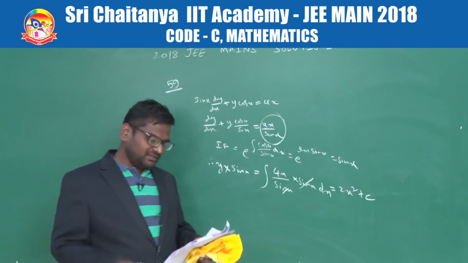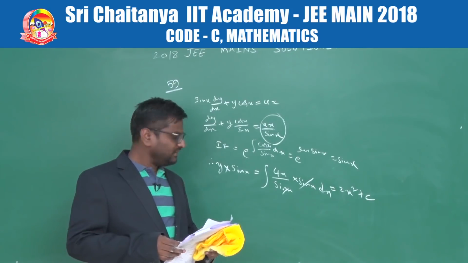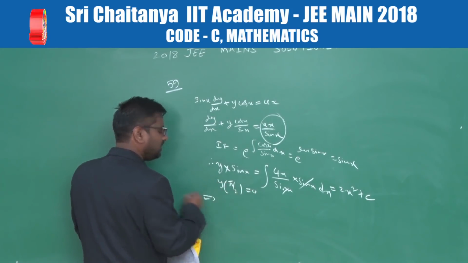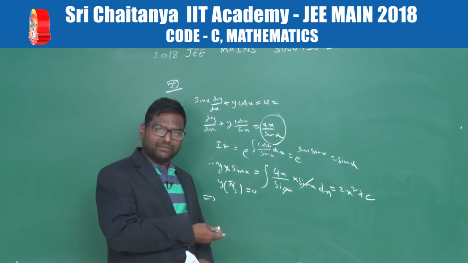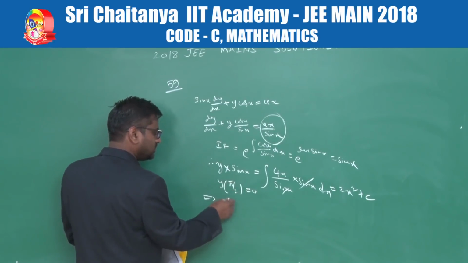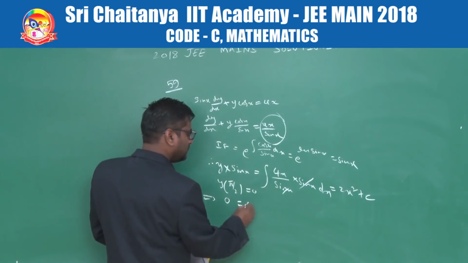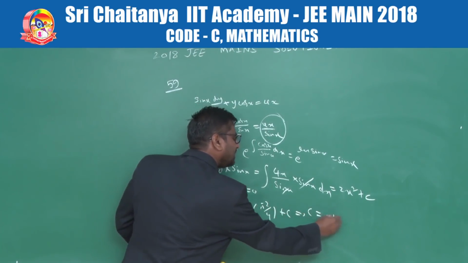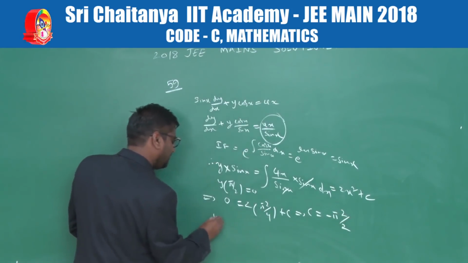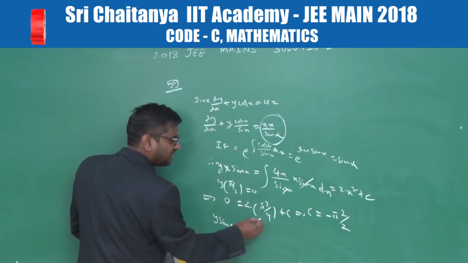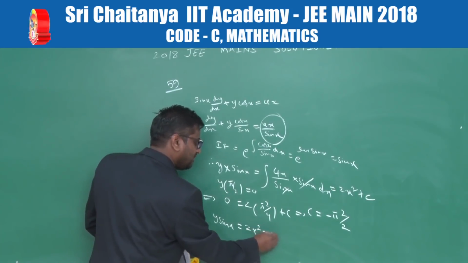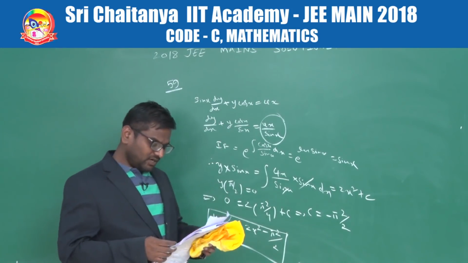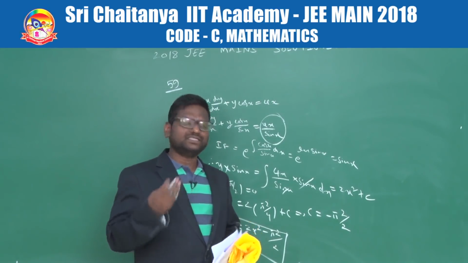In order to find the value of c, he has given an initial condition, that is y of pi by 2 equal to 0. That means we have to put x equal to pi by 2, y should be 0. So 0 equal to 2 into pi square by 4 plus c. So c will be minus pi square by 2. Therefore, y sin x equal to 2x square minus pi square by 2. That is the solution, but what he wants is y of pi by 6.